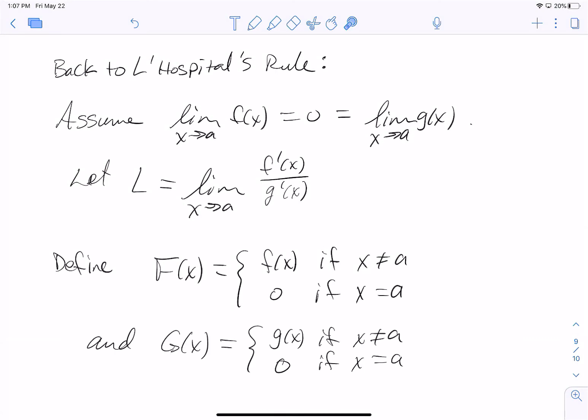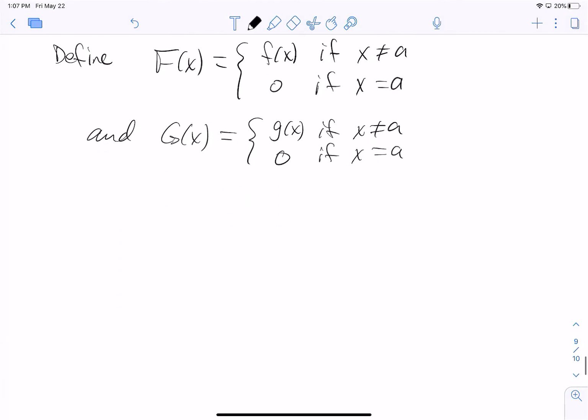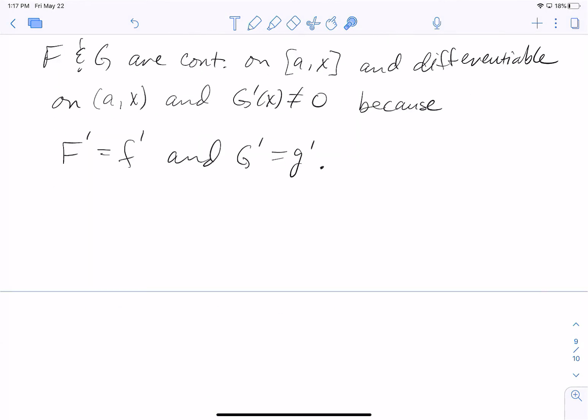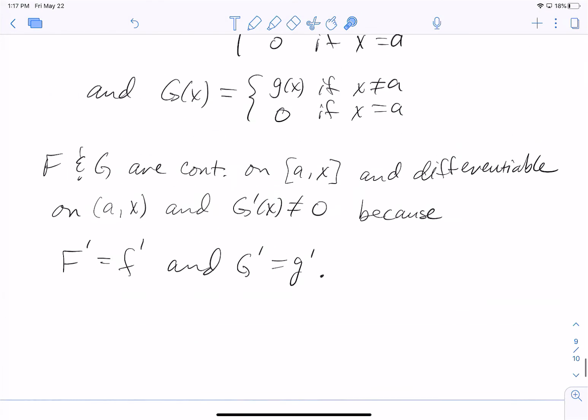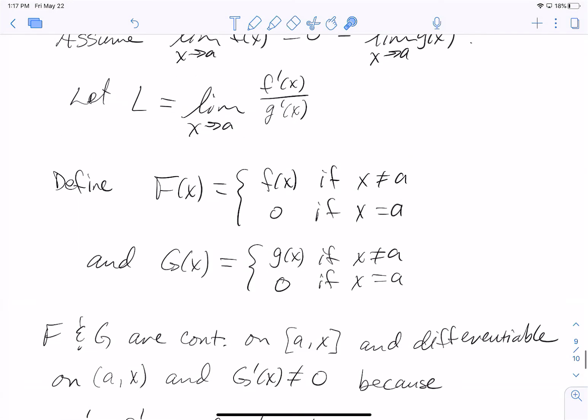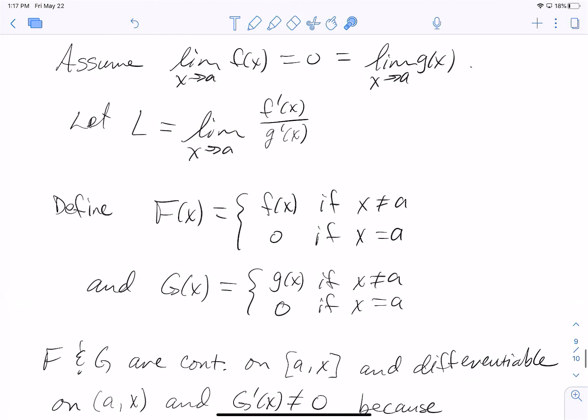And we define a similar function for g, where uppercase g matches lowercase g as long as x is not a, and is 0 if x is a. Well, f and g, that is uppercase f and g, are continuous on the interval from a to x, that's the closed interval. The reason for that is because of how uppercase f and g are defined. If x is not a, uppercase f matches lowercase f, which has a limit of 0.